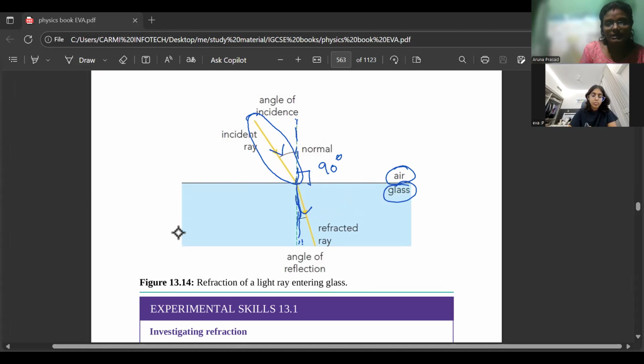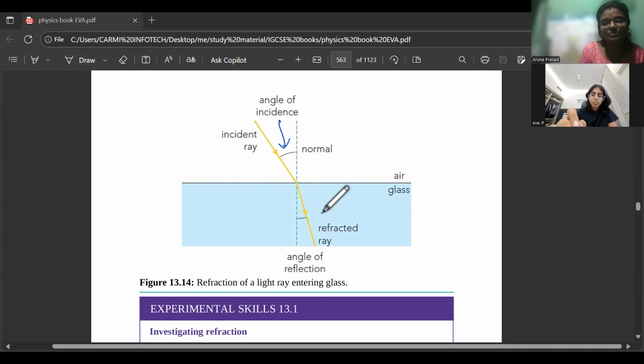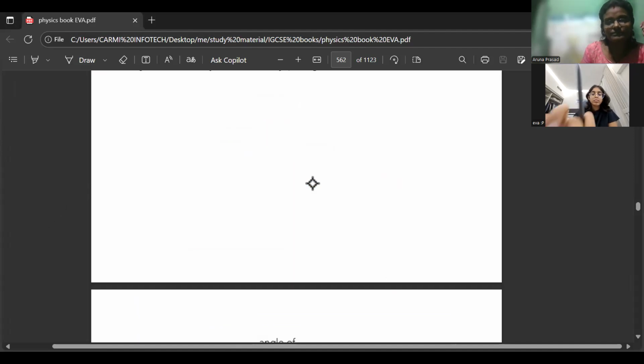And what is the angle of incidence? This is the angle of incidence which is being formed. This is the refracted ray, and this is the angle of refraction. This is denoted by I, this is denoted by R. Angle of incidence I, angle of refraction R. Clear? Now let us see what they are writing above.